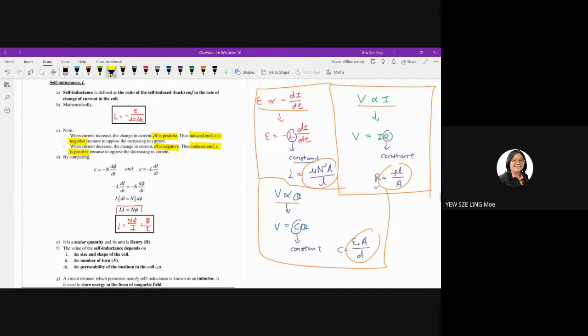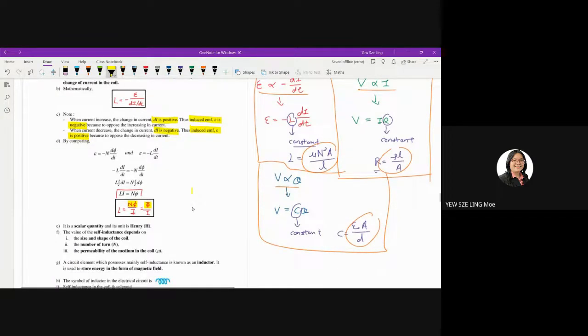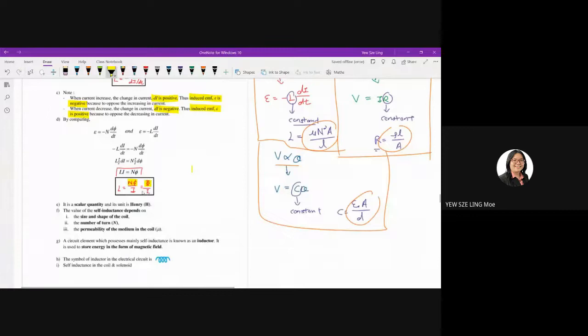So this is a very important part. Make sure you take note or highlight it in your books. N phi is equal to flux linkage. So L is equal to flux linkage over I. It is a scalar quantity and the unit is Henry. What does the value of self-inductance depend on? By looking at these equations, you can tell as well. You have L equals N flux over I. N represents the number of turns, so it affects the value of your inductance.